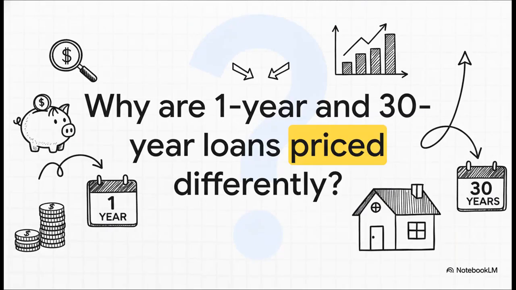I mean, really think about it for a second. If you go to a bank, the rate you get for a 1-year loan is almost never going to be the same as the rate for a 30-year mortgage. But why? It feels like a dollar should be a dollar. But the market puts a different price on that dollar depending on how long you want to borrow it for. That's the core mystery we're going to solve right now.